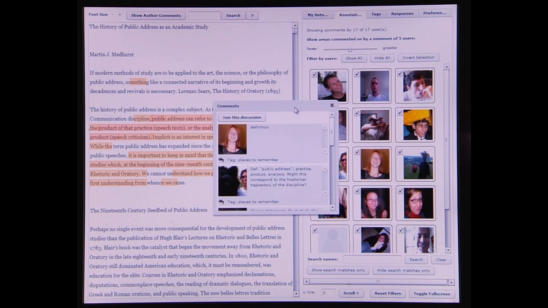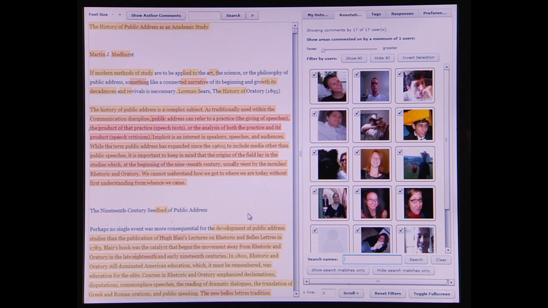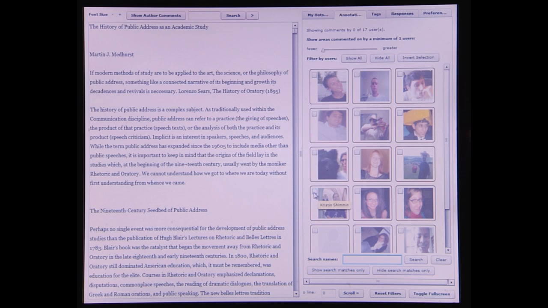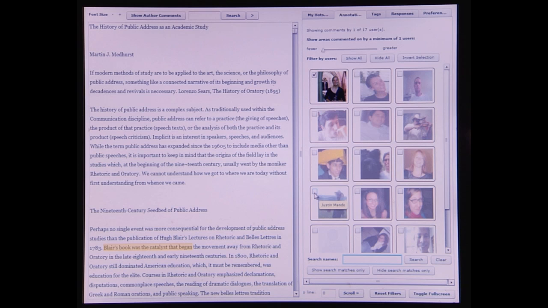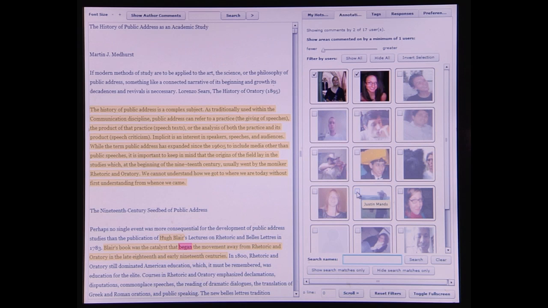So what we're looking at now is the total annotations of all the students, but we also want to see similarities and differences in the annotation behaviors of individual students. We can do that by hiding all the annotations and simply looking at the annotations we're interested in. So we might want to see what Kristen said, okay, and we also might want to see how that may overlap with what Liz said. And if we do, we see that because of the darker color, this word began as a place that they both covered in annotations.